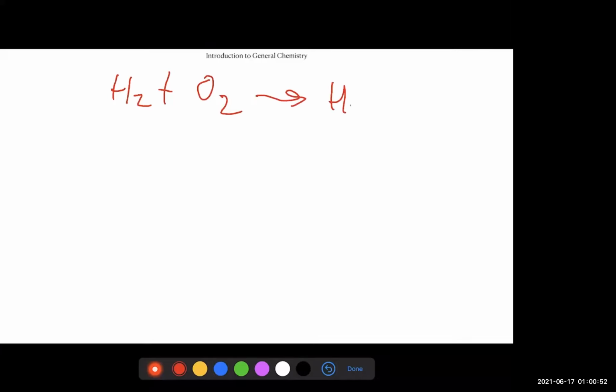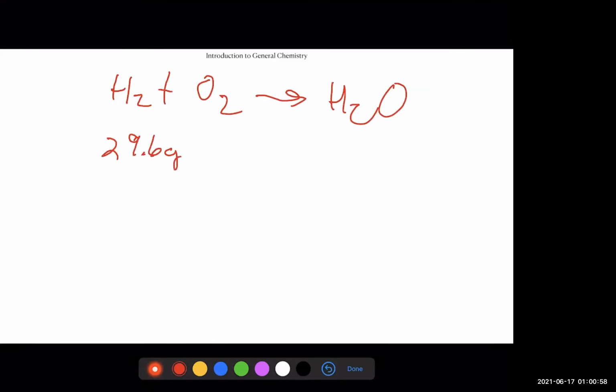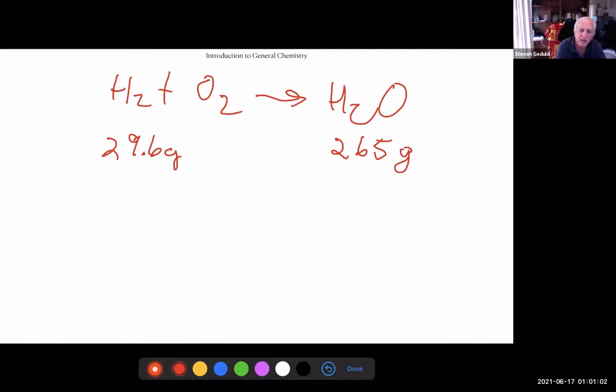So question 1 says, in the combustion of hydrogen gas, hydrogen reacts with oxygen from the air to form water vapor. If you burn 29.6 grams of hydrogen and produce 265 grams of water, how much oxygen reacted? Is that right, what I wrote? Yeah, hydrogen plus oxygen goes to water, and then you have 29.6 grams, and then it produced 265 grams of water, right?